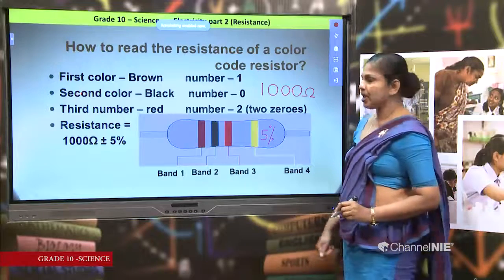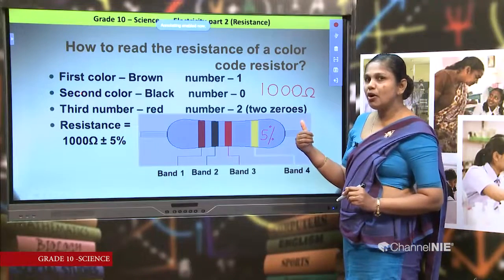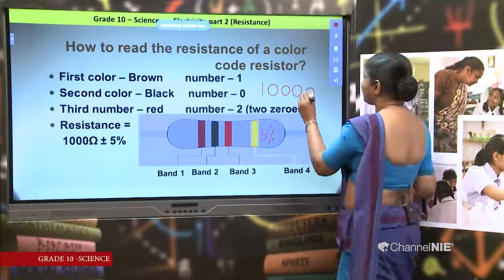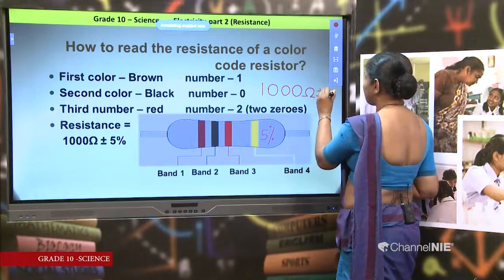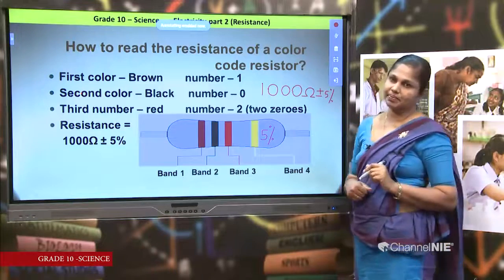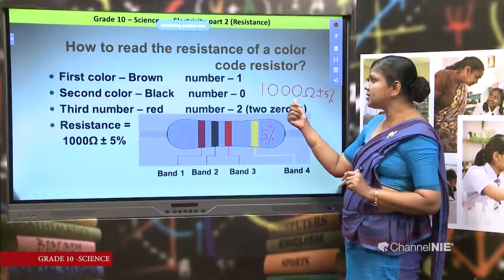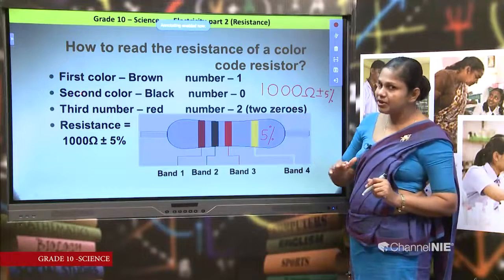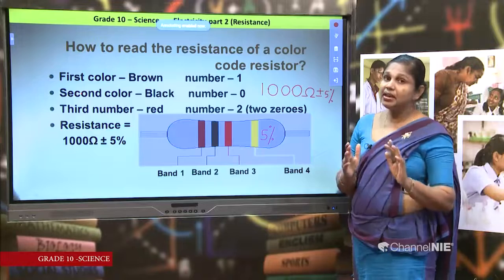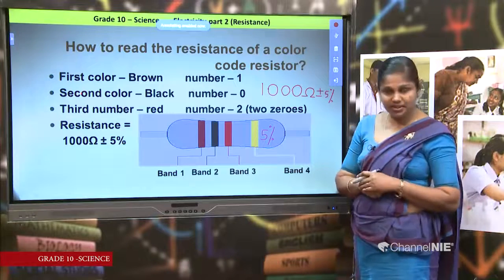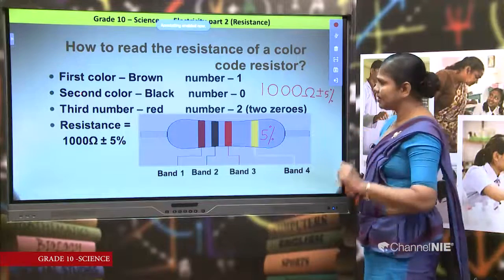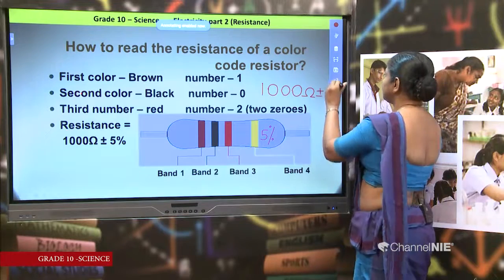That means this particular 1000 ohm resistor is tolerated plus or minus 5%. That means 5% of the 1000 ohm value can be reduced or 5% can be increased. That's the meaning of giving this tolerance percentage, children. Okay. Then we'll do another calculation, right?